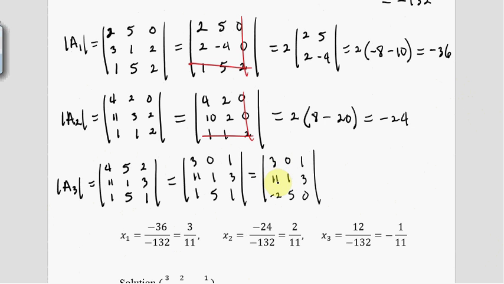I'm going to go ahead and see what else I can do. I'm going to expand along the first row. So this is 3 times 1350. The sign in front is positive, positive, negative, positive. So plus the 1.